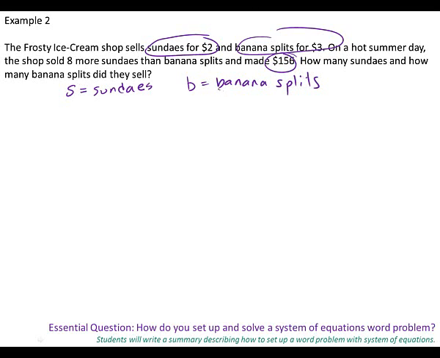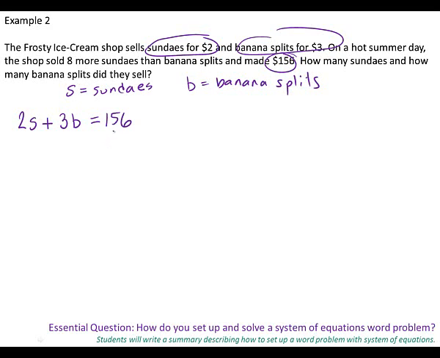All right, let's write a money equation. So how much were the sundaes? $2. So 2 times the sundaes plus how much were the banana splits? $3 times the banana splits equals a total of how many dollars? $156.